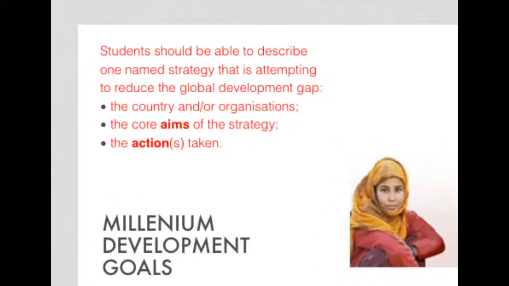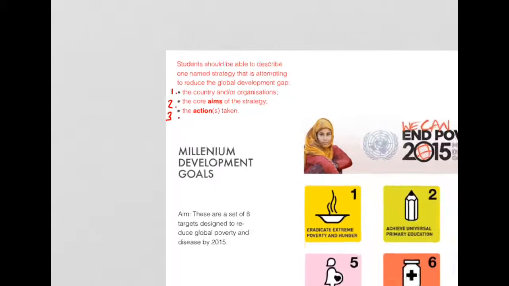As is normal, if you have a look at this red section on your ebook, you will see that students should be able to describe one named strategy that is attempting to reduce the global development gap. For that, you need to be able to do three things. Number one, you need to be able to describe the country and/or organisations. You need to be able to describe the core aims of the strategy, and you need to be able to describe the actions that organisation or country is taking.